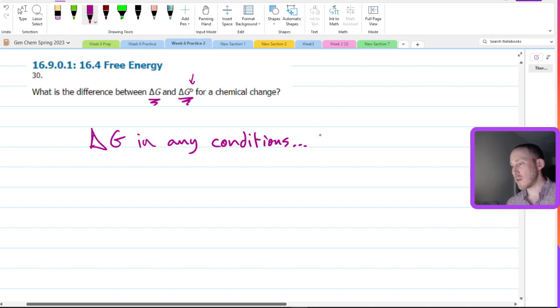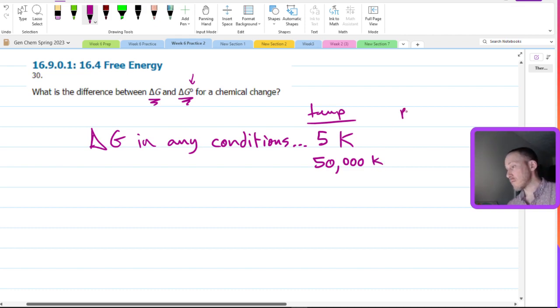It could be 5 degrees Kelvin. It could be 5,000 degrees Kelvin. Also, pressure could be, you know, 0.0001 atmosphere. It could be anything.